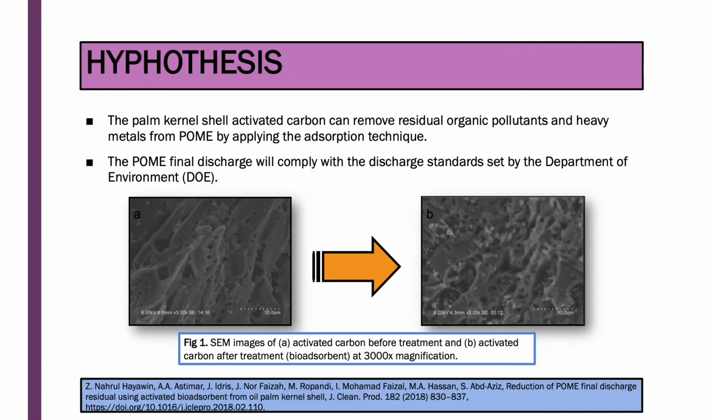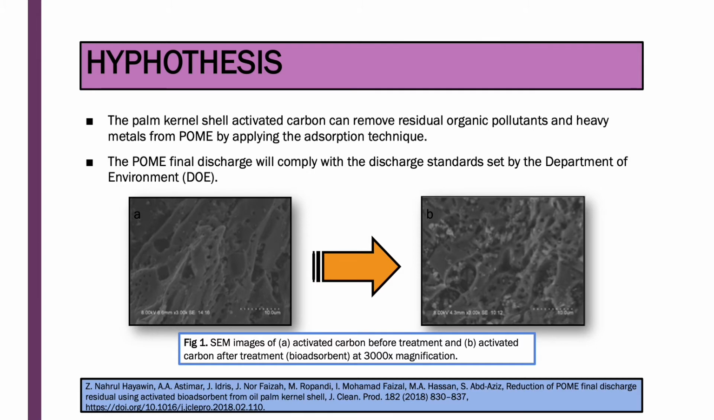Now move to the hypothesis of this research. The palm kernel shell activated carbon can remove residual organic pollutants and heavy metals from POME by applying the adsorption technique. Thus, the POME final discharge will comply with the discharge standard set by DOE.